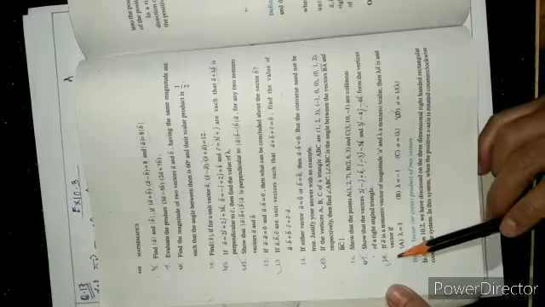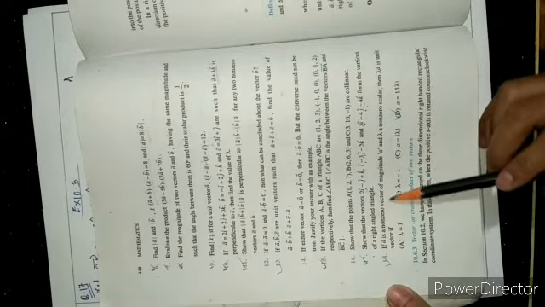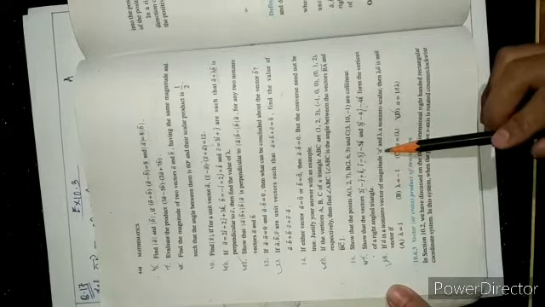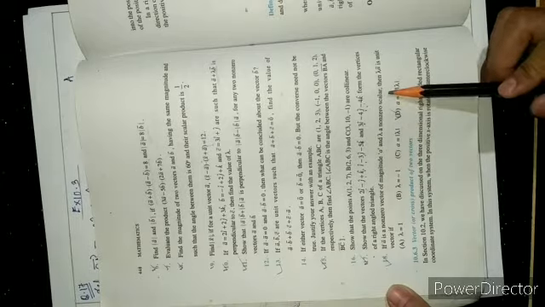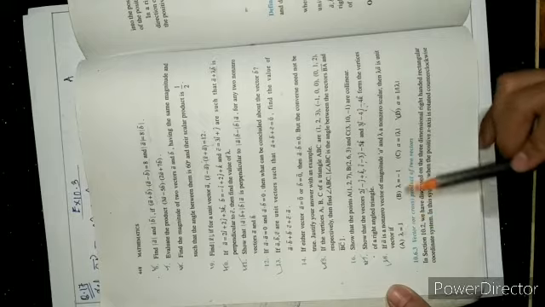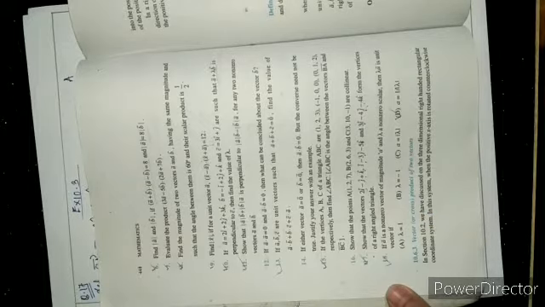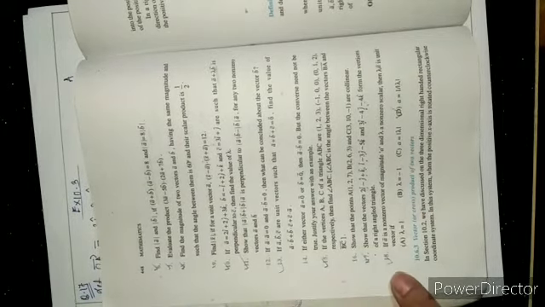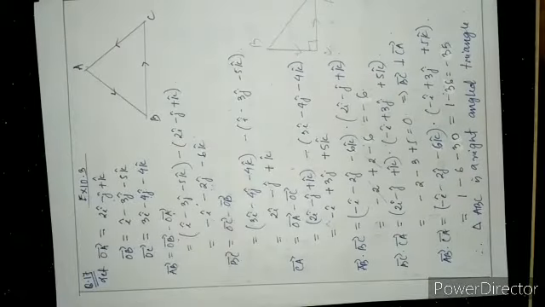Next question is question number 18. If a vector is a non-zero vector of magnitude A and lambda is a non-zero scalar, then lambda a vector is a unit vector if. There are 4 options, option A, option B, option C and option D. Here we have to choose the correct option for this case.